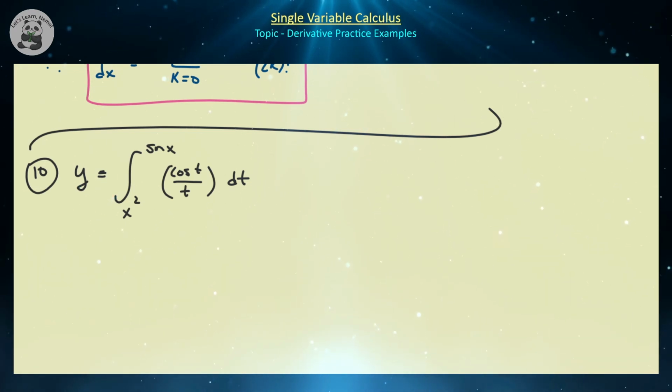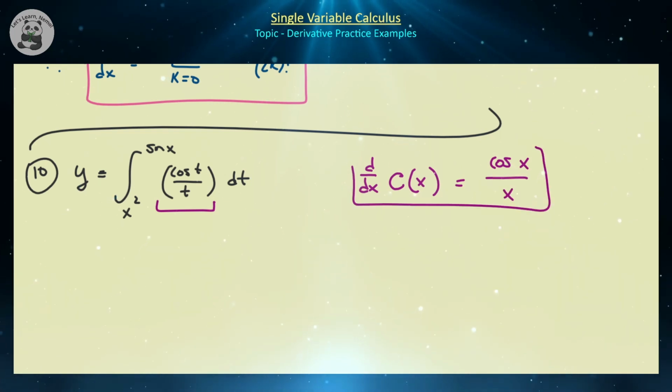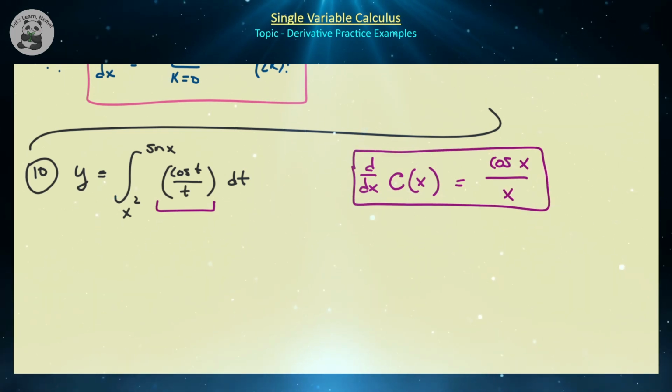All right, so what is the integral of a function? The indefinite integral of a function is a function family whose derivative is equal to this particular thing here. Since you don't know the derivative of a function that gives you cosine t over t, let's just give it a name. Let's give it the name capital C of x, and let's assume that the derivative of C of x is equal to cosine of x over x.